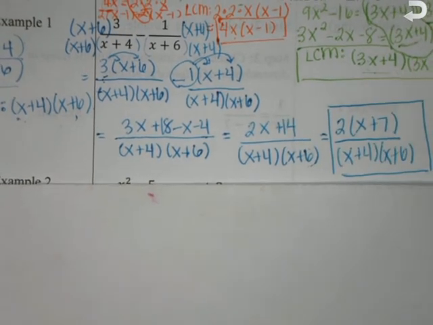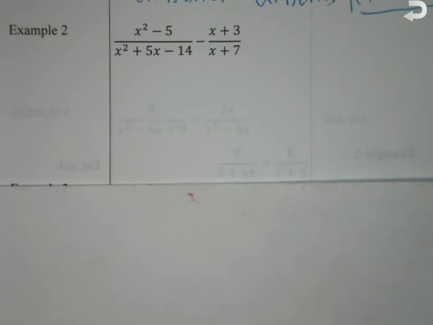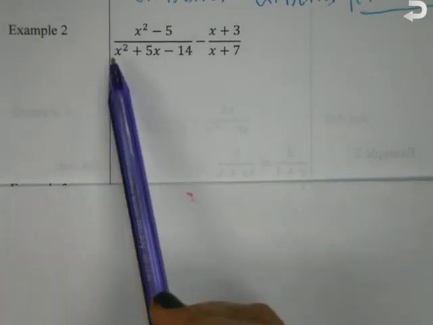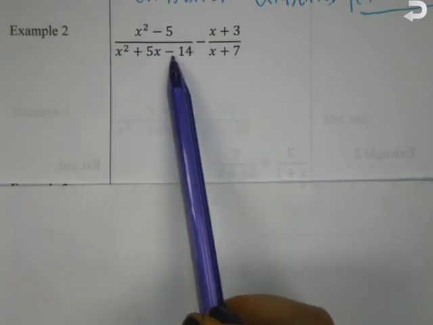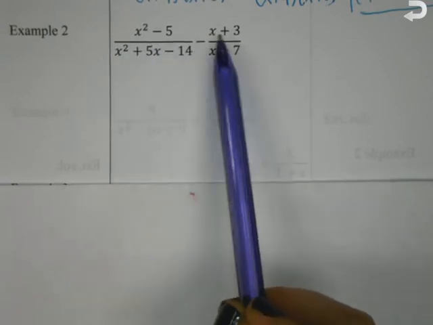Okay. X squared minus 5 all over x squared plus 5x minus 14 minus x plus 3 over x plus 7.